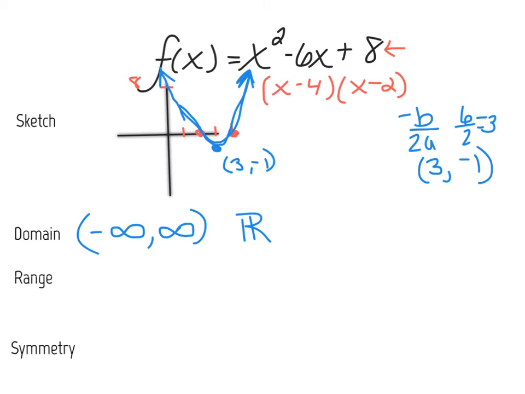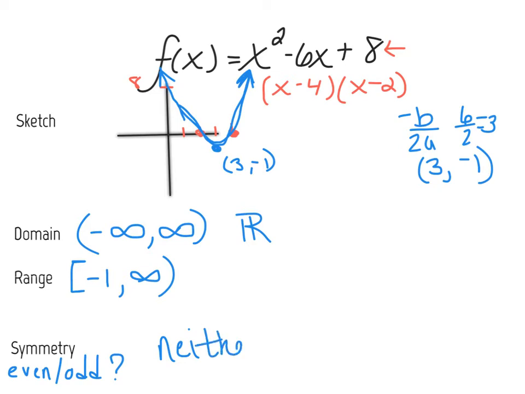The range, well, how low to how high? The first point that appears would be at the vertex, which would be negative 1, and that's on the graph, so it would get a bracket, and it goes up to positive infinity. Now, symmetry, meaning does it have even or odd symmetry? Just by looking at it, it is neither symmetrical about the origin, if I were to rotate it 180 degrees, nor is it symmetrical about the y-axis. So this would be neither. If it is symmetrical, you would prove it algebraically.